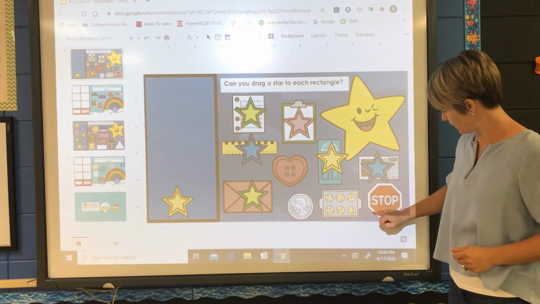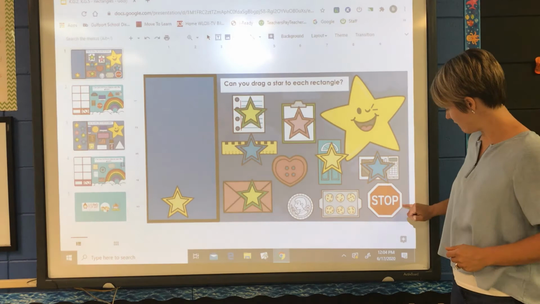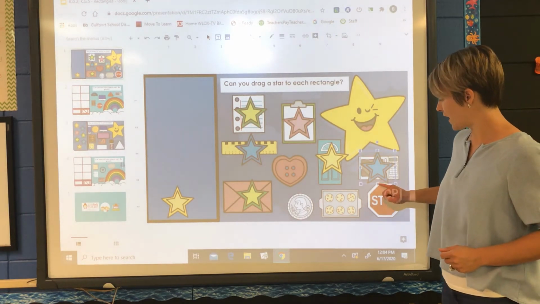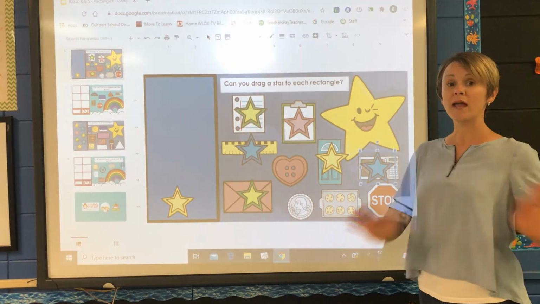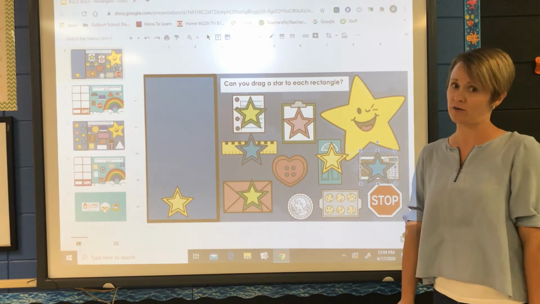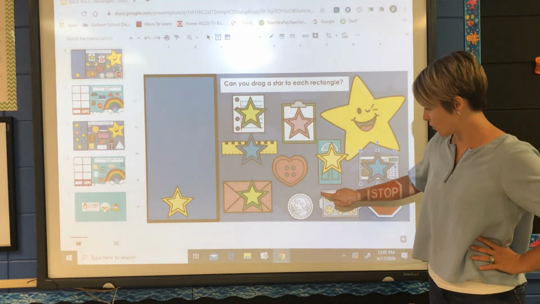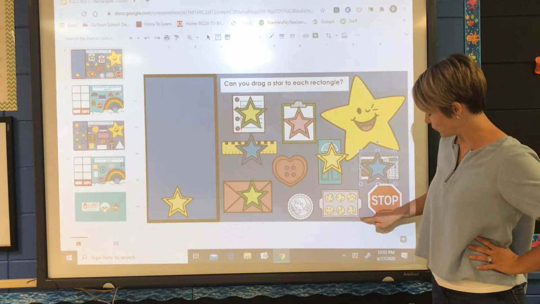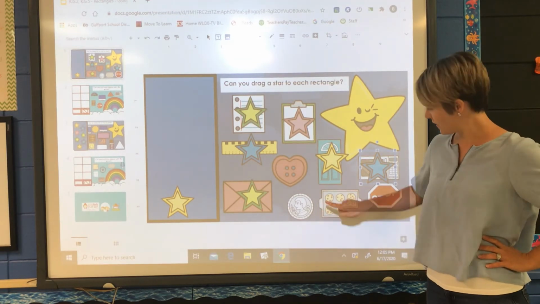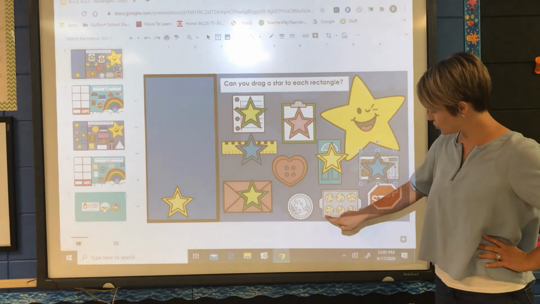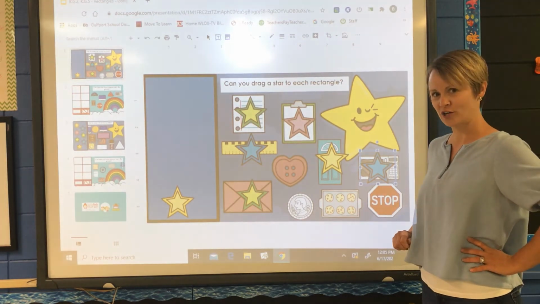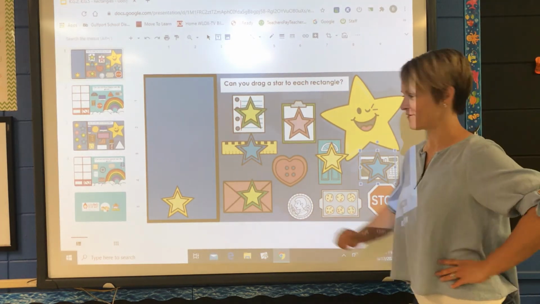1, 2, 3, 4, 5, 6, 7, 8. Oh man, that's way too many sides. He's not a rectangle. But this cookie tray has 1, 2 sides that are short and 1, 2 sides that are longer. That's a great looking rectangle.